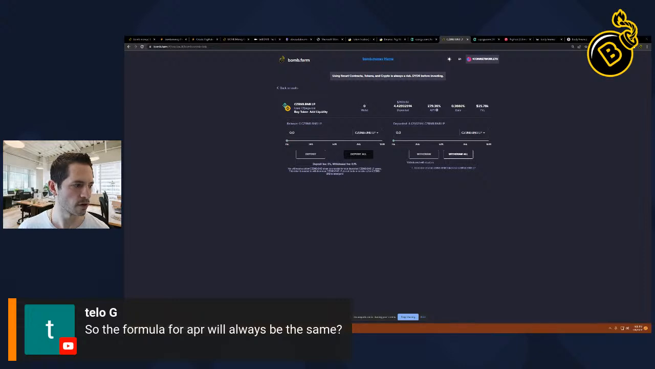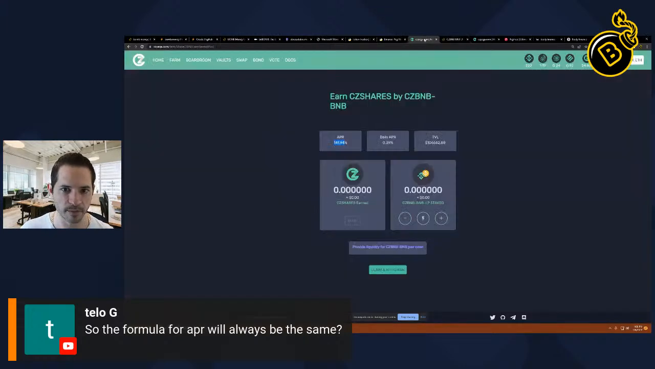The formula for APR will always be the same. This is not something that we like. It's standard across pretty much every farm in all of crypto, right? It's based on how many rewards feed into this farm and how much money is in the farm, and it does some math. If $100,000 of rewards are coming in, and there's $100,000 staked in the farm, then it's 100% return over the course of a year, right? It's a math question, not really a protocol question. It's just based on how many rewards are coming in and how much money is in there.